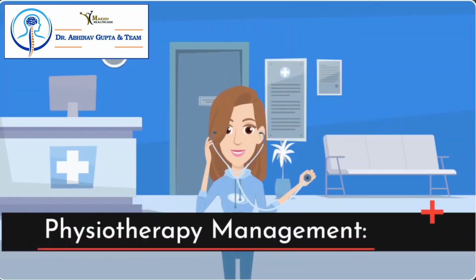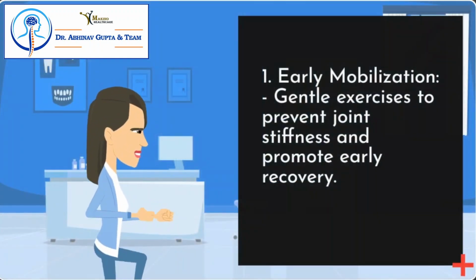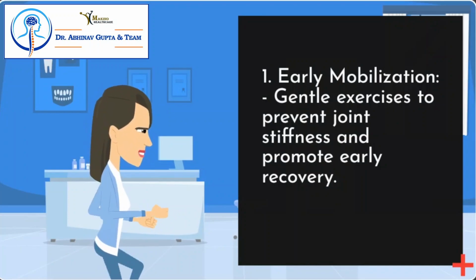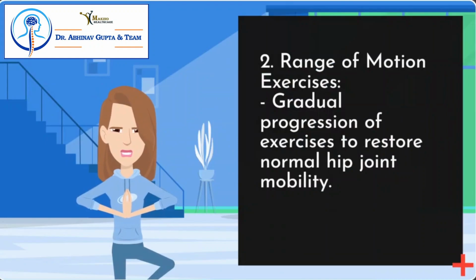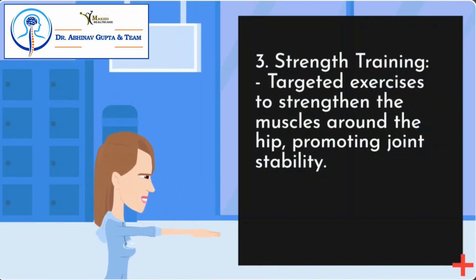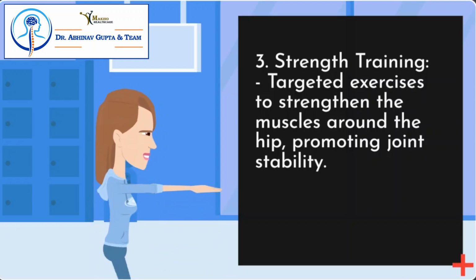Physiotherapy management. 1. Early mobilization. Gentle exercises to prevent joint stiffness and promote early recovery. 2. Range of motion exercises. Gradual progression of exercises to restore normal hip joint mobility. 3. Strength training. Targeted exercises to strengthen the muscles around the hip, promoting joint stability.